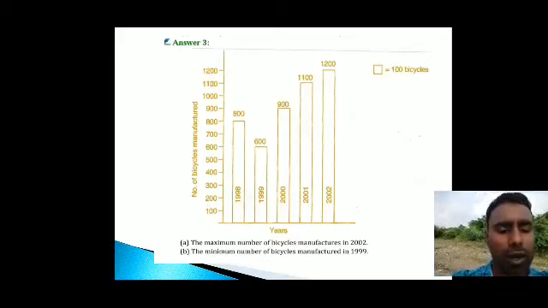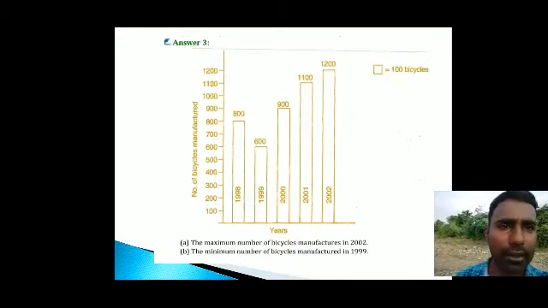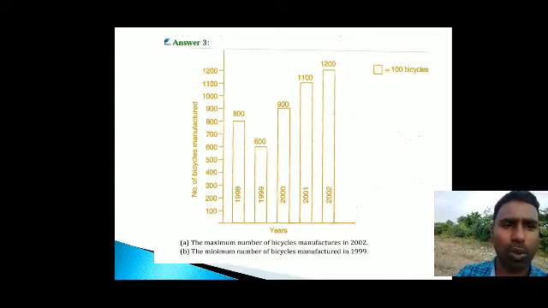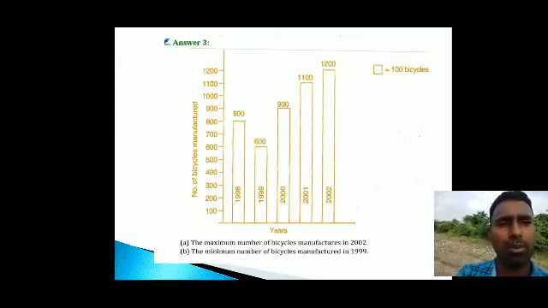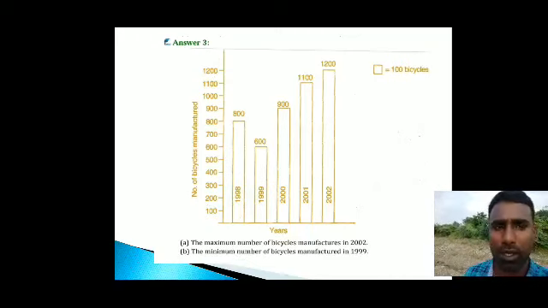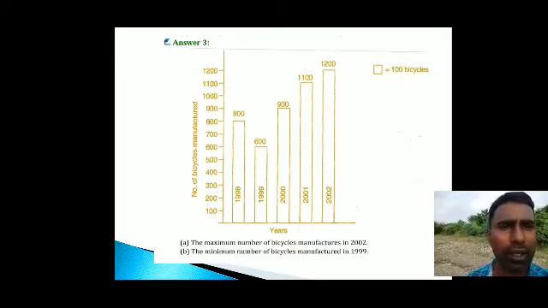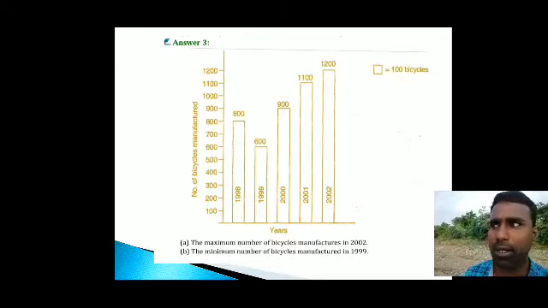Okay, so first 98. See, 98, then 99 after leaving a 1 centimeter gap, 2000 after another 1 centimeter gap, 2001 leaving some gap, then 2002. Okay, see here 98. So for 98, first you have to mark it at 800.